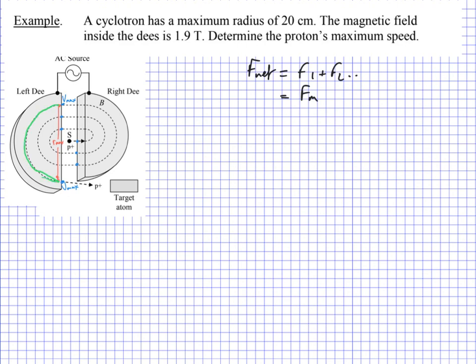The rest of the curves I'm not interested in because the speed will have changed for each one of these. Remember, it's accelerating each time it passes through here. It's accelerating, and I'm only interested in the maximum one. That's what the question is asking for. Maximum radius, which means maximum speed. So I'm only interested in this green curvature here.